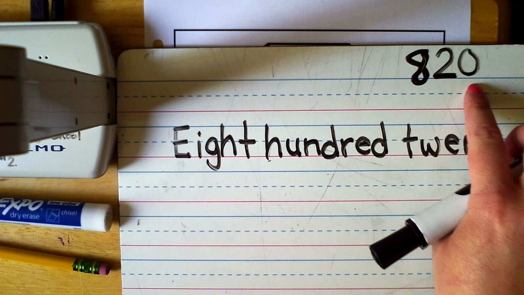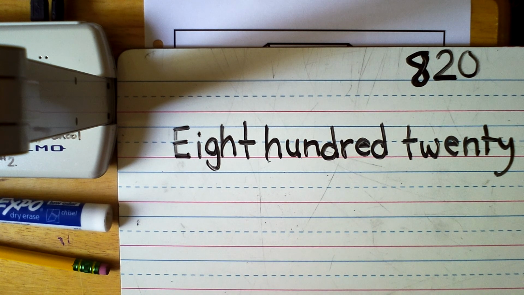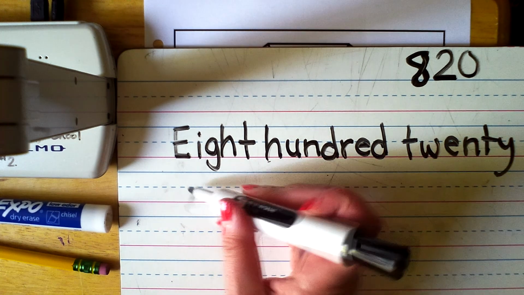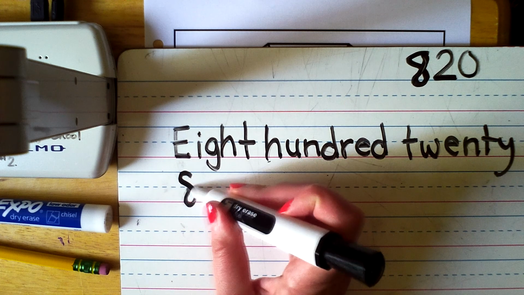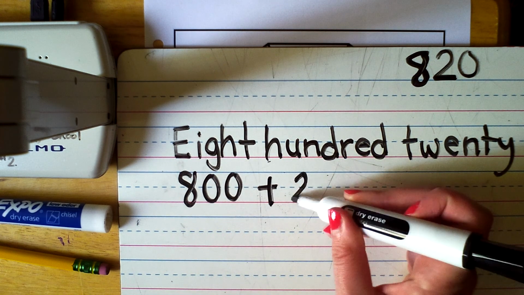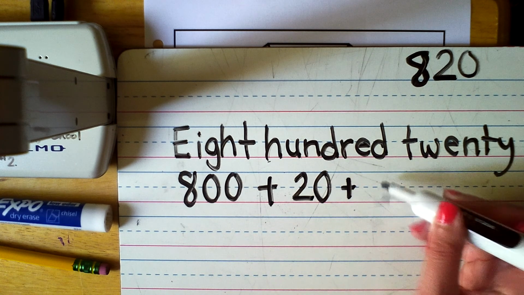820. See, there's nothing in my ones place, so I can just leave 20 as is. If I expand this number and put it into expanded form, I can do 800 plus 20 plus 0.